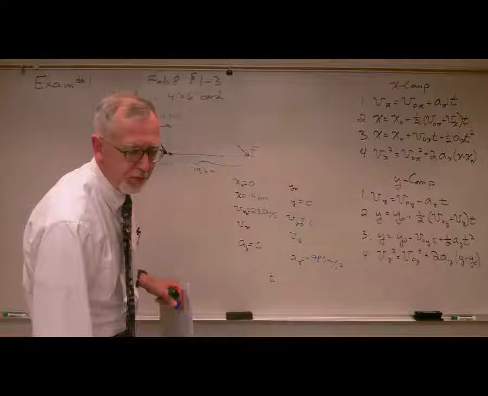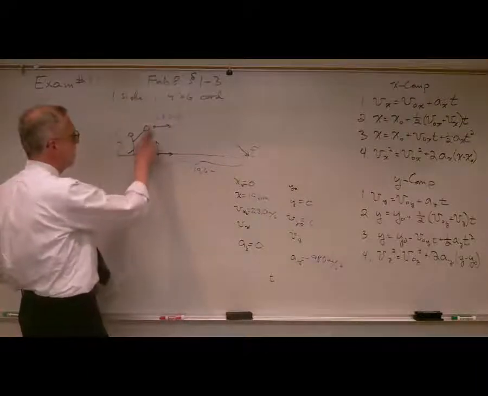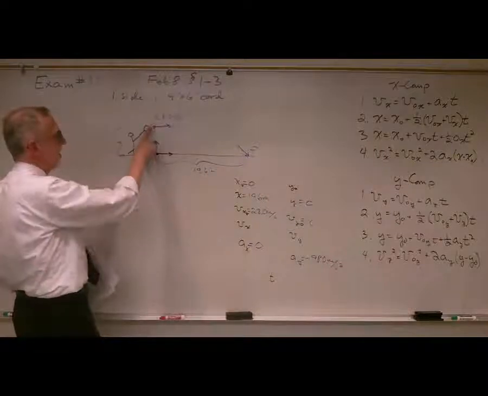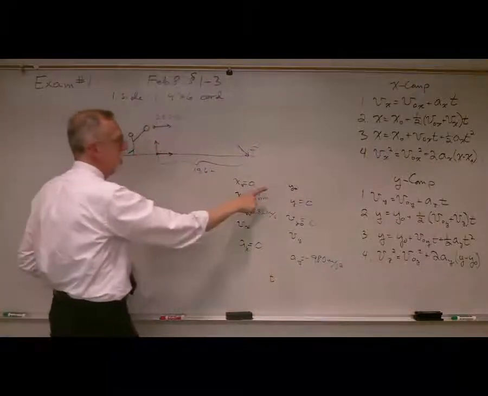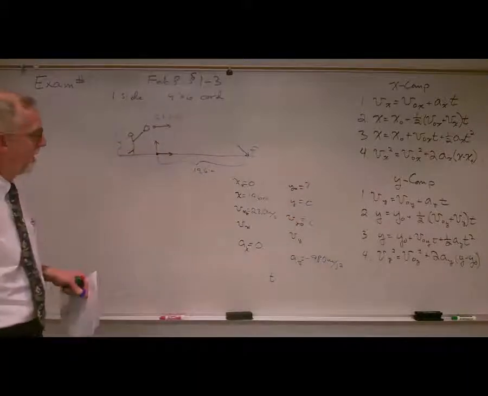What are we looking for? The problem asks, how high above the ground was it hit? So what are we looking for? We're looking for this height. That's the height that it is initially. That'll be y naught. So we are looking for the value of y naught.